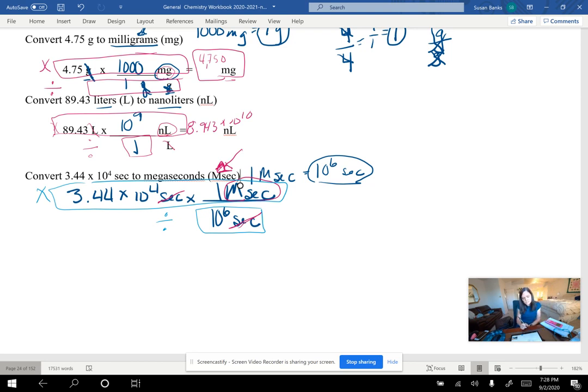So I don't know if your teacher has told you this, but when you have base 10 with just 1 by it, right? This is 1 times 10 to the sixth. You can basically just take these exponents, the 4 and the 6, and if you have one on top of the other, you just subtract the top and the bottom. So 4 minus 6 gives me a -2. So this is going to be 3.44 times 10 to the -2. And then our unit that's left is megasecond.